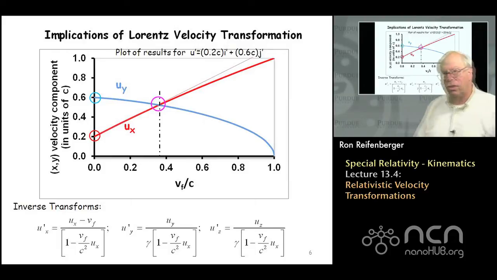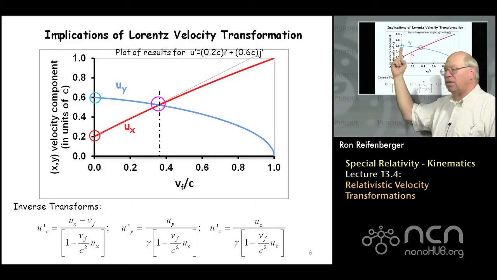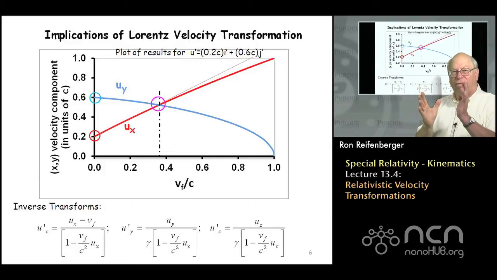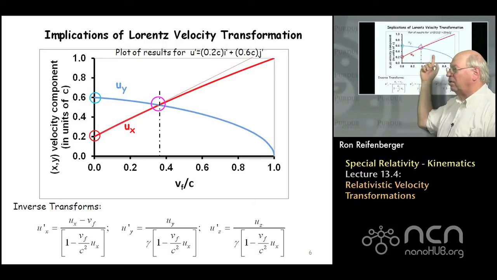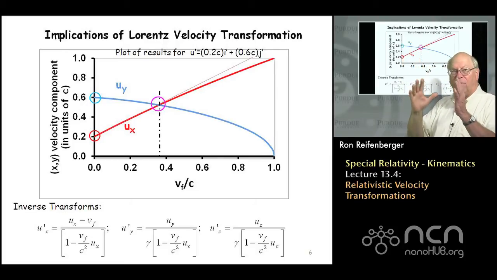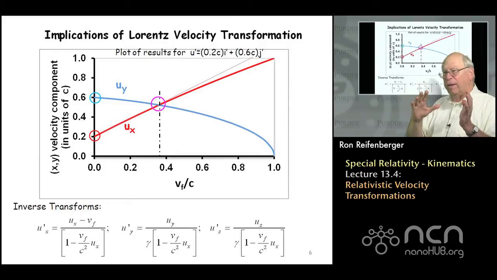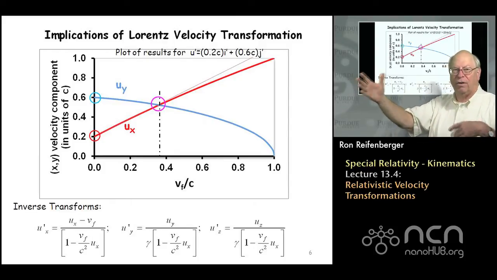So this is remarkable because not only do the values of u sub x and u sub y change, but the ratio of u sub x to u sub y is going to define the angle theta that the observer measures in the unprimed reference frame. So this is basically telling you that the apparent angle that the observer measures in the unprimed reference frame is going to be completely different than the angle that the observer in the primed reference frame measures.